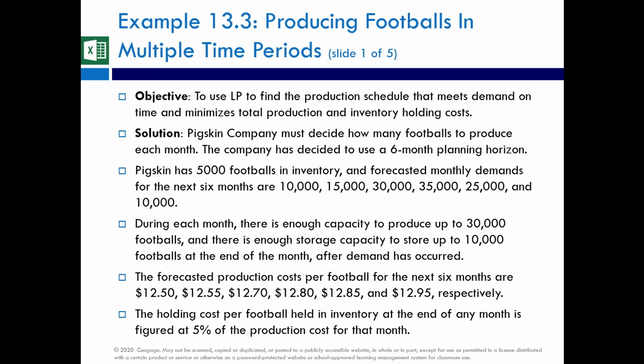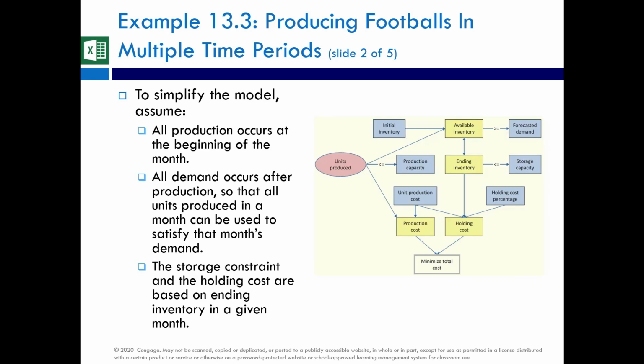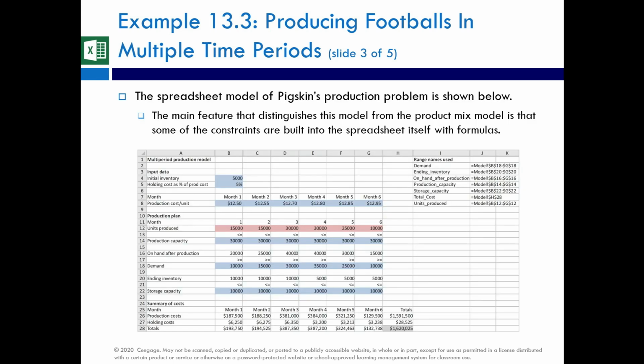The forecasted production costs per football in the next 6 months are $12, $12.55, $12.70, $12.80, $12.85, and $12.95 respectively. The holding cost of a football is 5% per month. To simplify the model, all production occurs at the beginning of the month. All demand occurs after production, so all units produced in the month can be used to satisfy that demand. The storage constraint and the holding costs are based on the ending inventory of the month.